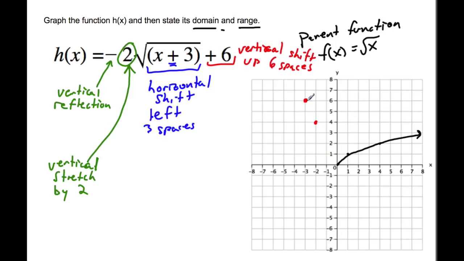And then the next point, we're still going to go over 4. But instead of going down only 2, we're going to go down twice as much. We're going to go down 4.